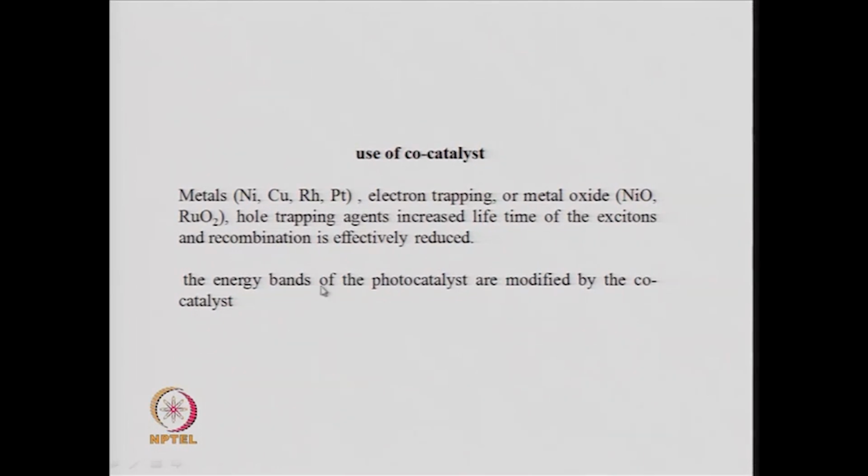So, the energy bands of the photocatalyst are modified by the co-catalyst, and hence this electron trapping or hole trapping will occur depending on whether you are using a metal or a metal oxide. Overall, the result is you help slow down the recombination of the electron hole pair.